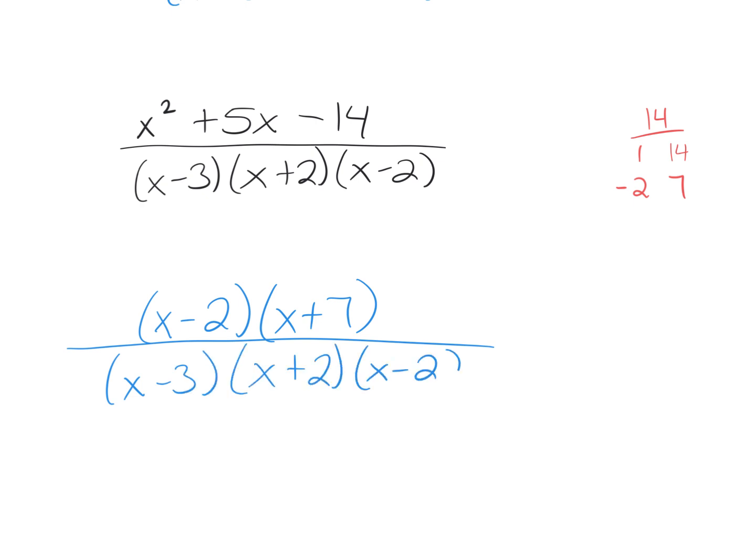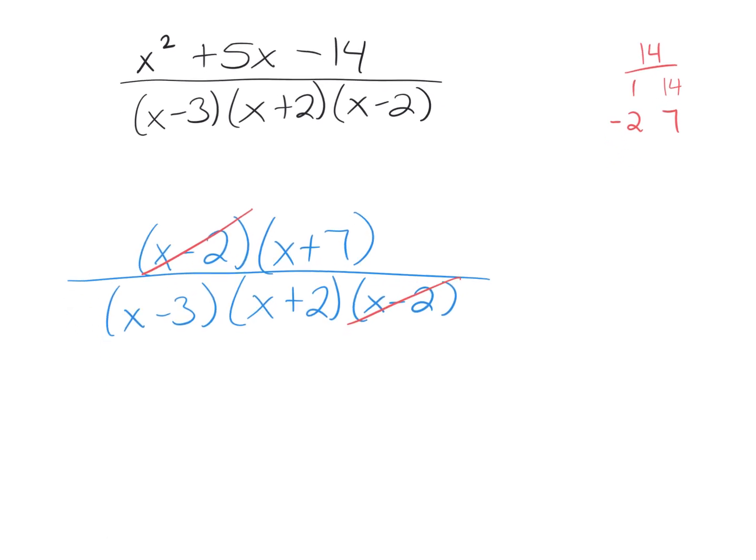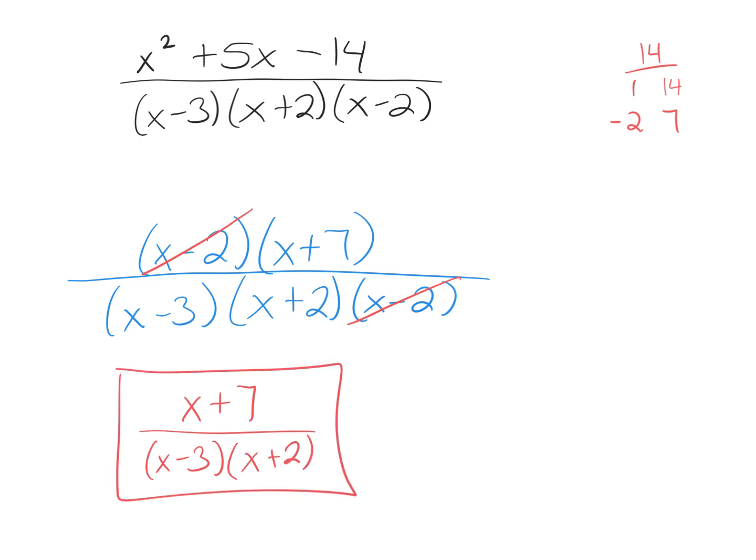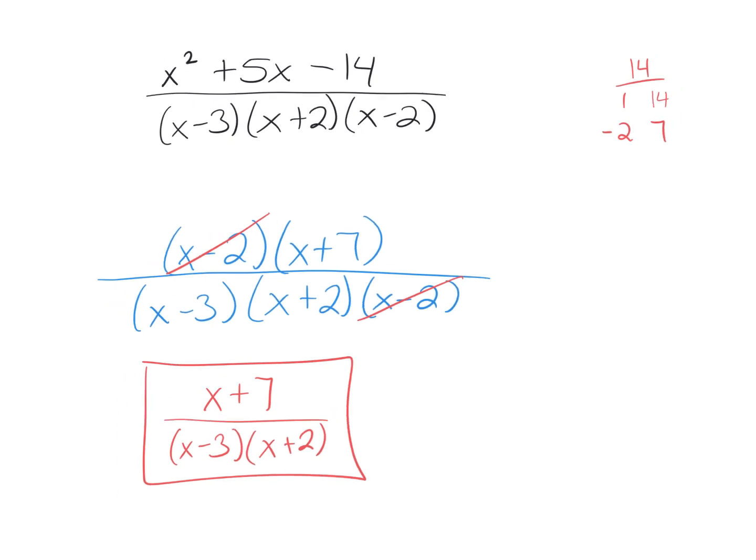Right, now we're at our canceling step. What do they have in common? x minus 2. That's it. So what is my answer? x plus 7. Whatever's left, right? x plus 7 over x minus 3 times x plus 2. Yep. And then once you're all simplified, you're all done. Yay! We did it.